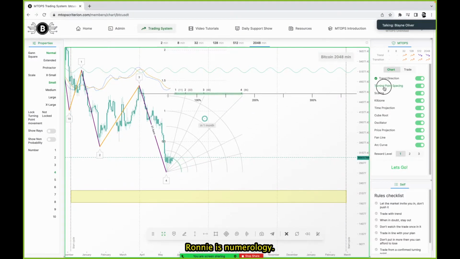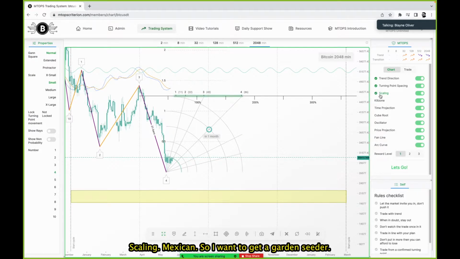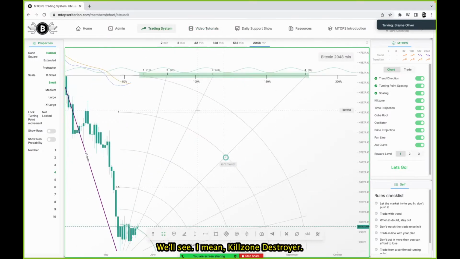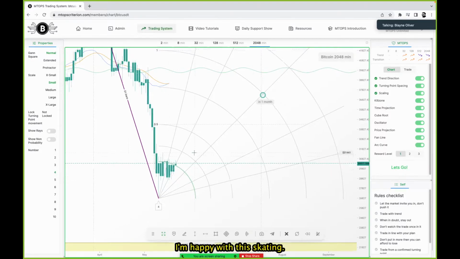Okay, turning point spacing, as I said, is typically 5, and if this is a 5, it would happen towards the middle. So I'm going to leave that marker there for now. Scaling looks good. If you go into the video tutorials, there is a video on scaling. You'll see the kill zone, the story thereof, and you can see that this has shaped the kill zone pretty neatly. So I'm happy with this scaling.